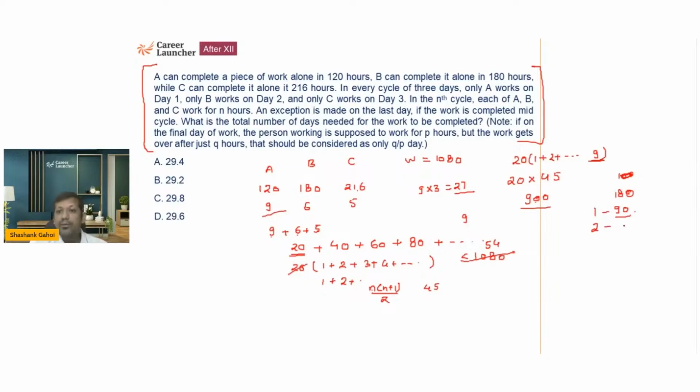Now next day for 10 hours, B is going to work, so B is going to do 60. Okay. So this much work is done, so 150 is done. Remaining work is 30. Now B was supposed to work 10 hours, but C is supposed to do only 30. So how much time is C going to take? That is 30 upon 50, or I would say 0.6. So 27 days are done in the 9 cycles, plus 1 plus 1 plus 0.6. So the answer is going to be 29.6. That is going to be option D.